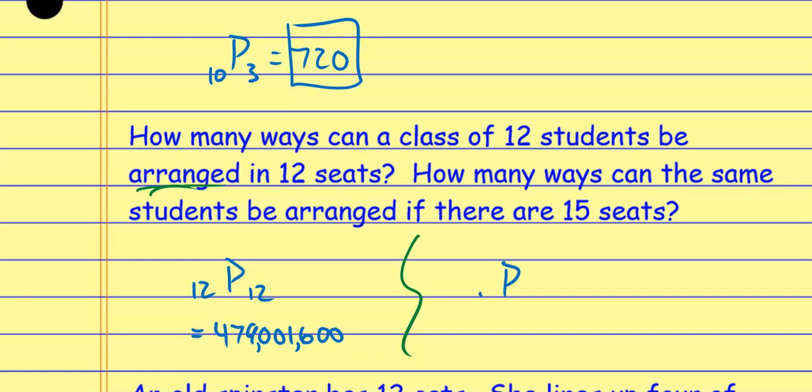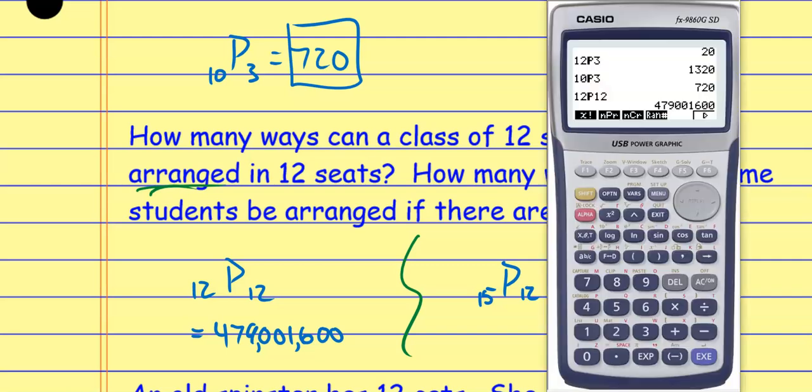I still have 12 students, but now there's 15 seats. Now I have a total of 15 seats that I can fill, and I'm going to fill 12 of them with students. Okay, so it's a total of 15 seats. I'm filling 12 of them, so it's 15 choose 12. Watch what happens now. I'm not even going to write this down after I punch it in, because it's going to be ridiculous. Look at that.